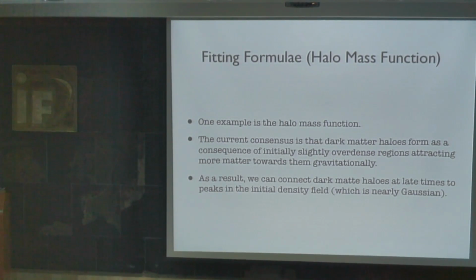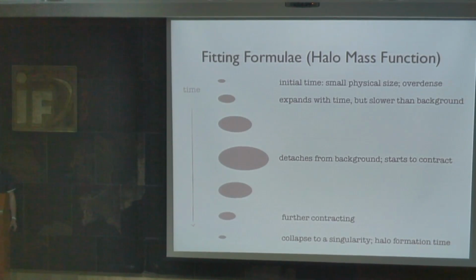So the first example I gave here is the halo mass function. Our current understanding of the halo formation is that dark matter halos form from initial high density peaks in the density field. So if you have an overdensity in the initial density field, then because it's overdense, it has stronger gravity than its neighboring regions, so it attracts more matter towards it, and it grows. And the initial condition, as we know, is usually described by a Gaussian distribution.